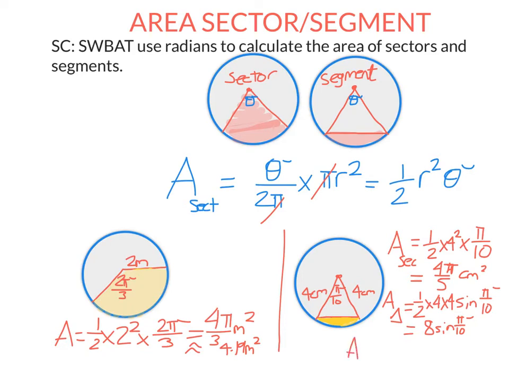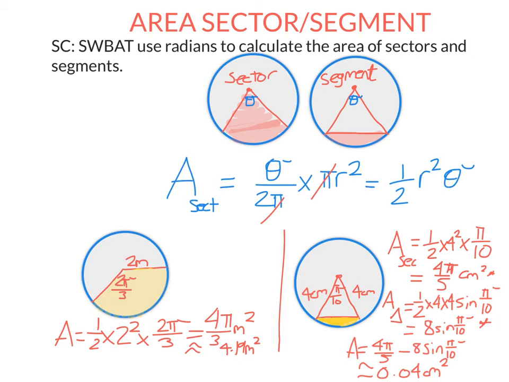So the area that we're interested in is just this answer minus this answer. Putting that into our calculator to 2 decimal places, it's about 0.04 centimeters squared. We'd expect it to be a very small answer.